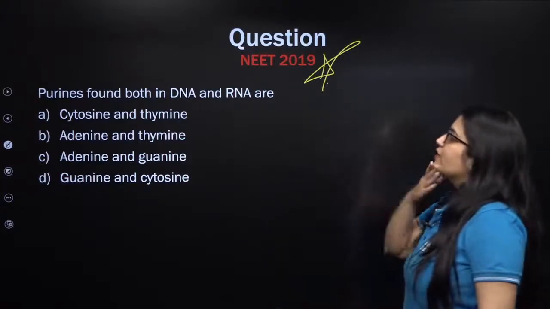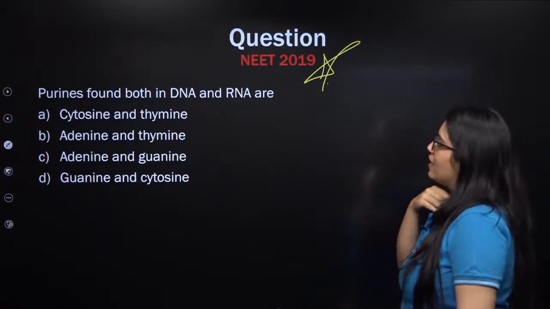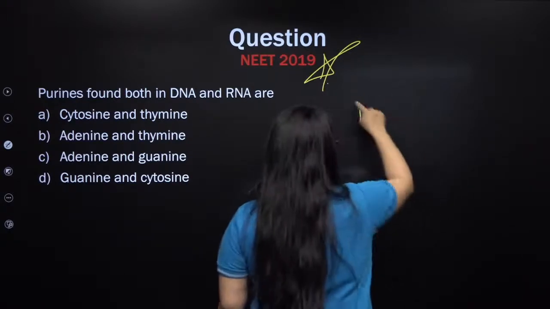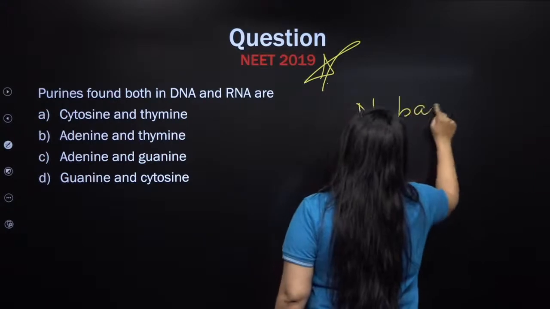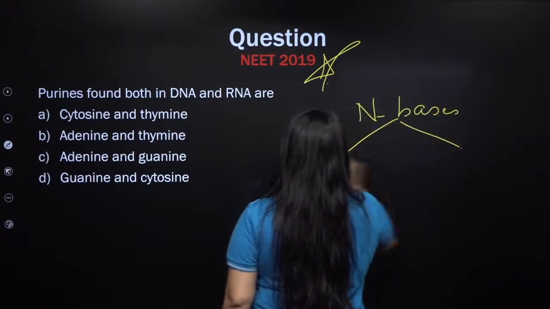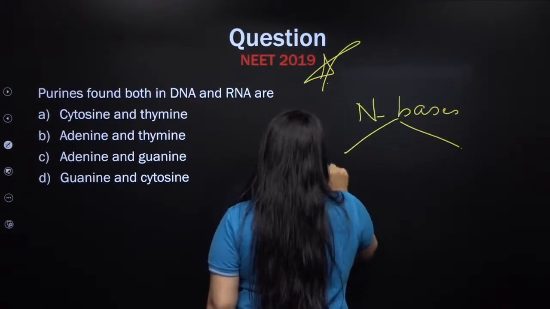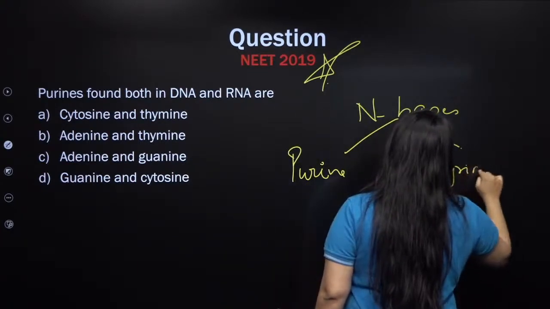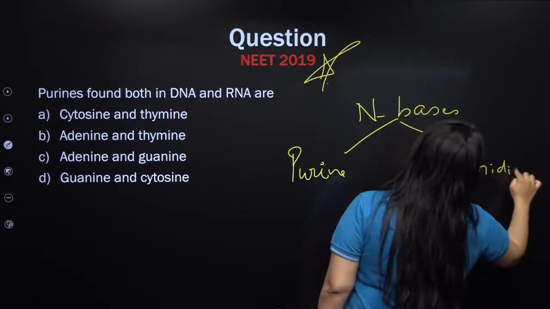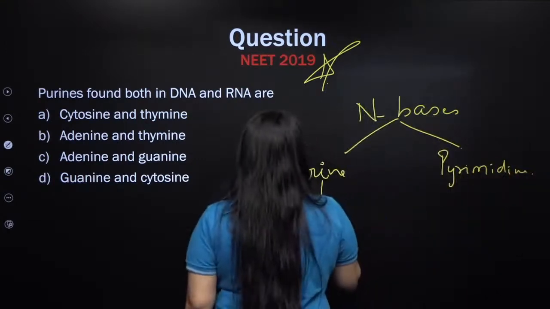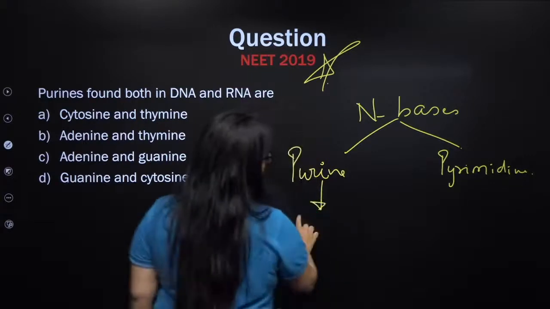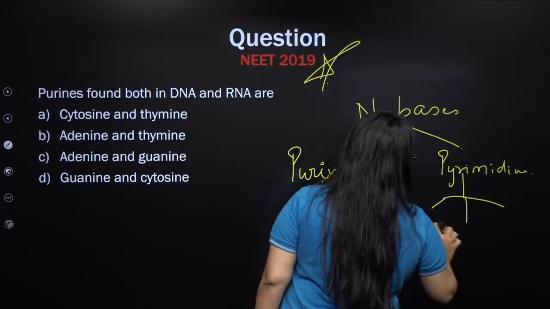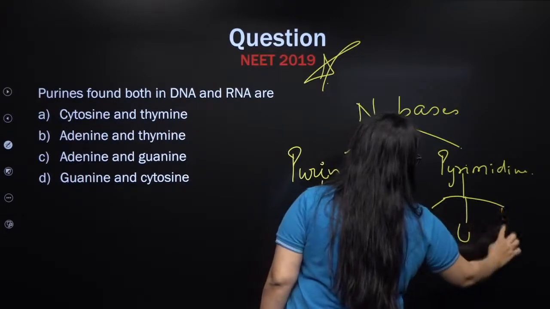Okay, so purines found both in DNA and RNA are... Let me tell you my dear students, there are two categories of nitrogen bases. First one is purine, they are double cyclic. Another one is pyrimidine, they are single cyclic. Purines are A and G, adenine and guanine, and pyrimidines are actually three: cytosine, uracil and thymine.